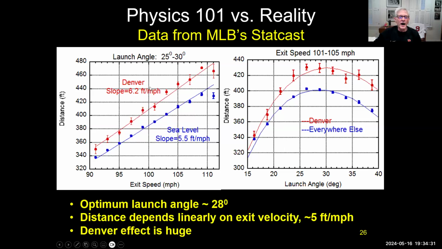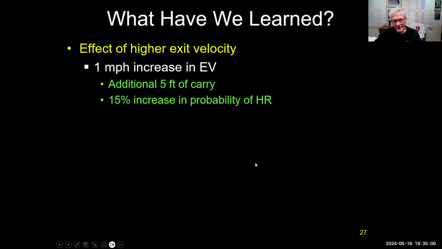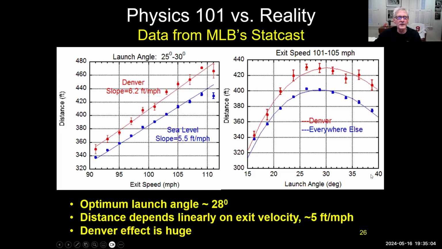I'm showing you these things here. These are actual data, average data from Major League Baseball, showing you for a given range of launch angles, 25 to 30 degrees, how the batted ball distance plotted here on the y-axis depends on the exit velocity, okay? And you see, I'm showing you both at sea level and in Denver. Denver is at a mile high above sea level, and there's less air, okay? And so there's less drag and the ball carries further, not a little further, a lot further, maybe 20 feet further, okay? But each mile per hour of exit velocity is worth somewhere between 5 and 6 feet.